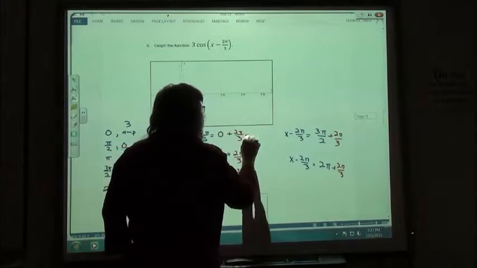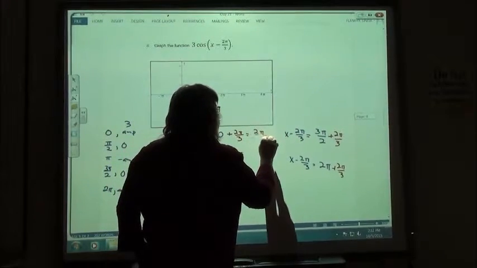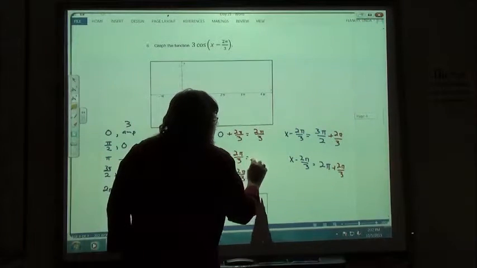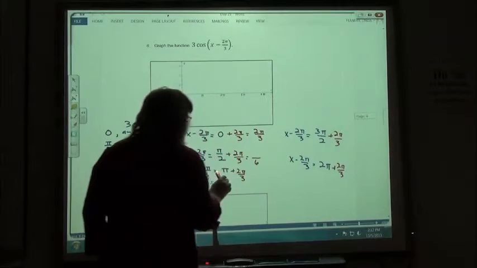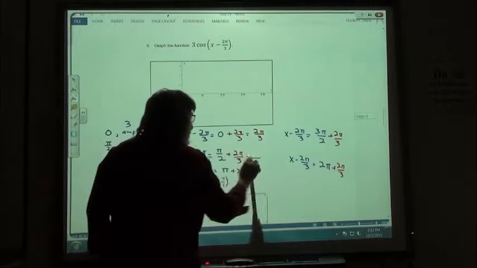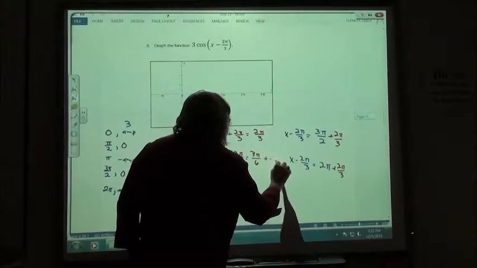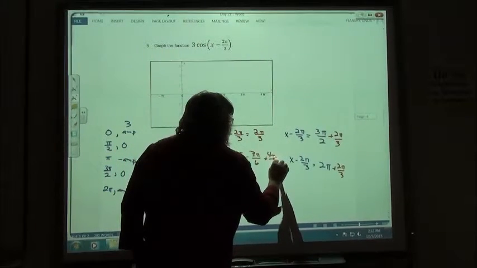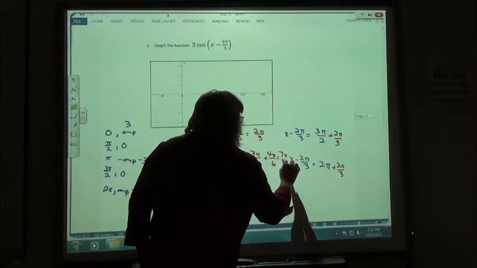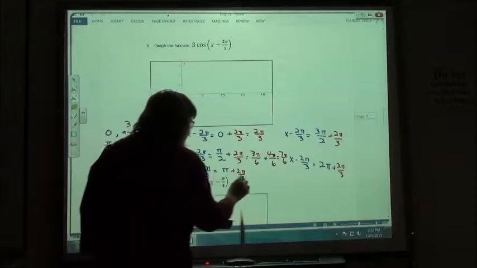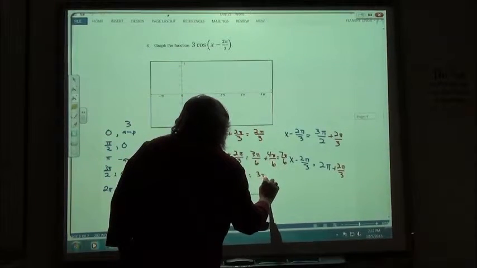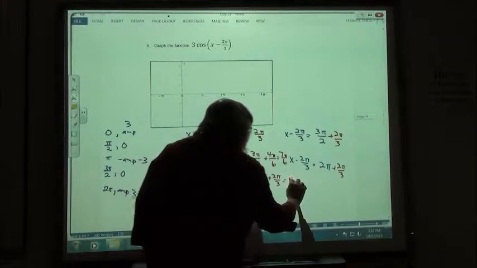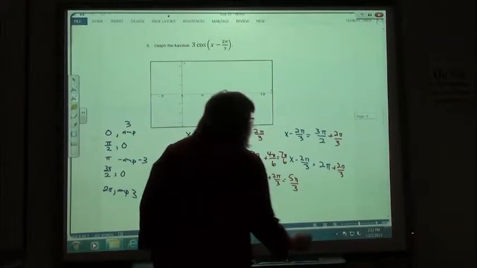So 0 plus 2 pi over 3 would be 2 pi over 3. Here I'd have to find my common denominator, so it's going to be over 6. 2 goes into 6 3 times. 3 goes in there 2 times 2 is 4, so I get 7 pi over 6. Here I'm going to have 3 pi over 3 plus 2 pi over 3, which is 5 pi over 3.